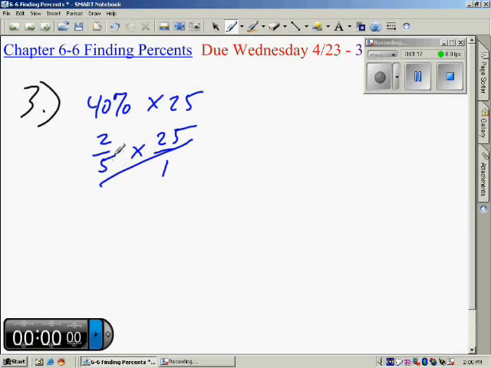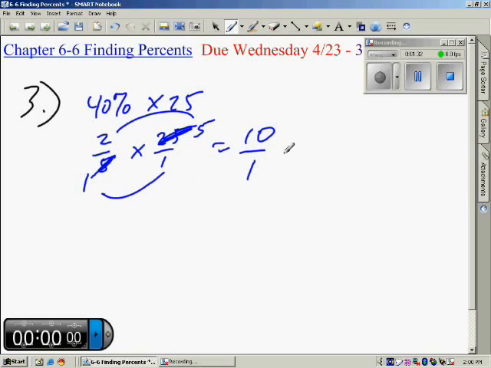If we divide both those numbers by 5, this one is 1. 25 divided by 5 is 5. Okay? We'll try that again. 5 divided by 5 is 1, and 25 divided by 5 is 5. Okay? 2 times 5 equals 10. 1 times 1 equals 1. So your answer is simply 10.